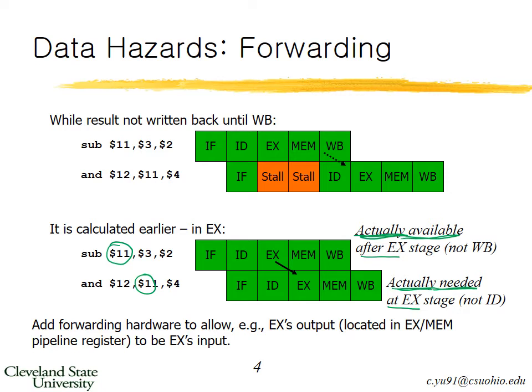The AND instruction, in fact, reads register 11 in the ID stage, but actually it needs the data in the execution stage, in cycle 4, if you're counting from the beginning. So as long as there is a proper data path, a kind of data feedback mechanism in place, we can avoid the pipeline delay. That's basically the idea behind forwarding.